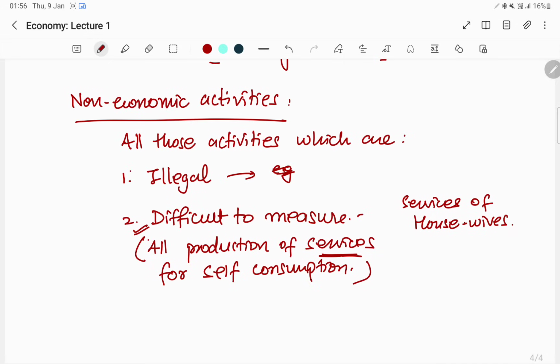Non-economic activities. For example, a teacher teaching in school is an economic activity, but a teacher teaching his or her own child is not an economic activity. That is non-economic activity. For example, a doctor giving treatment to a patient in hospital, that is economic activity. But a doctor giving treatment to his father maybe at his home, that is non-economic activity, right? So these are non-economic activities.